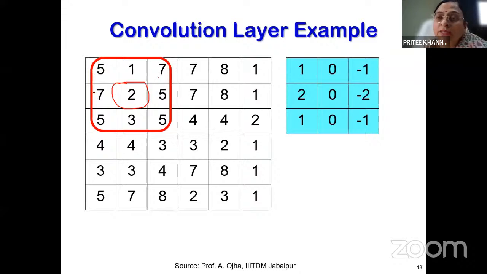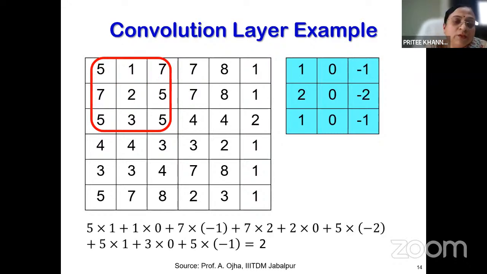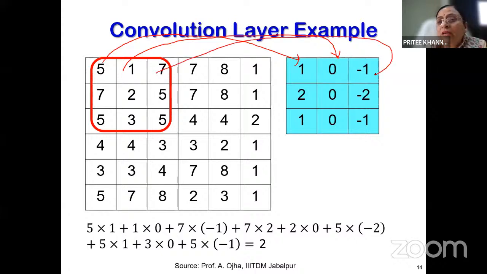Now what we'll do, as I told you, is sum of product. So we will take the product of the corresponding terms. As you can see here, this 5 is multiplied with 1, then this 1, that is what I explained in slide number 10, this 1 is multiplied with 0, this 7 is multiplied with -1, again this 7 is multiplied with 2, this 2 is multiplied with 0, 5 is multiplied with -2, and so on and so forth. So we have done these multiplications and then added them. That is sum of product. Now, when you do this, it is going to produce a number, that is 2.